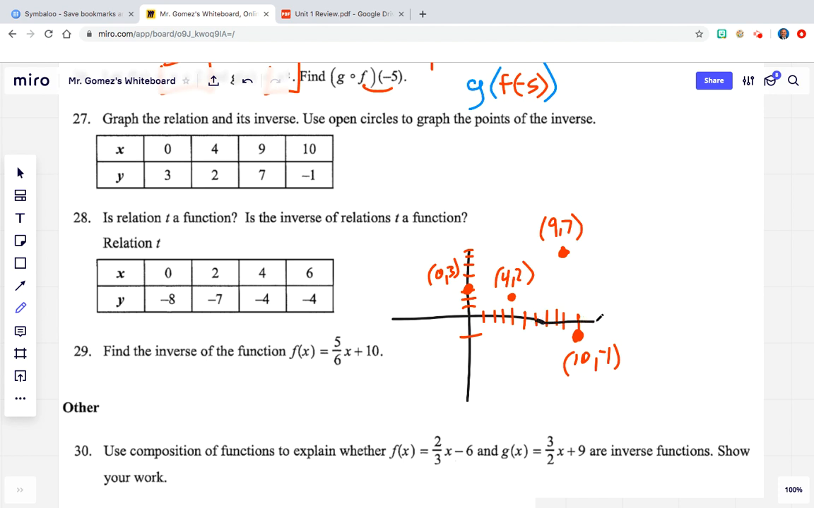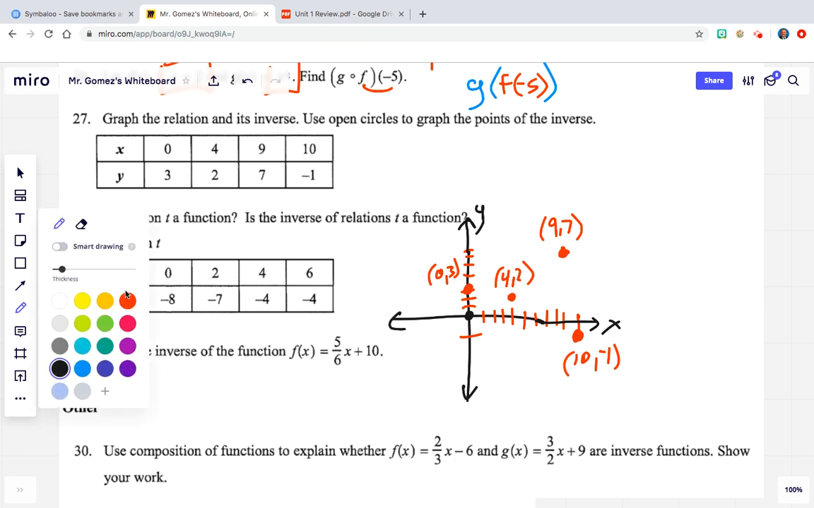Okay, so here's an extension of the x-axis. Here's an extension of the y. And then we have the origin pretty much like right here. So there's a good sketch. And it's asking us to use open circles to graph the points of the inverse.